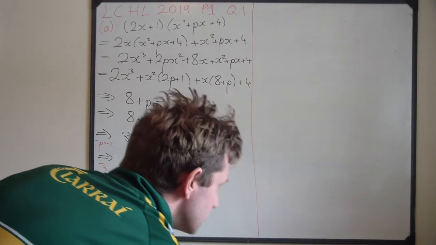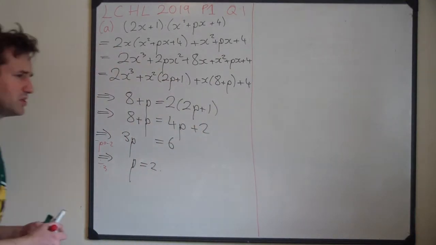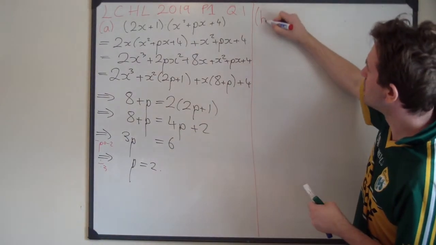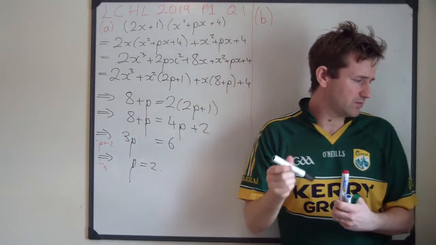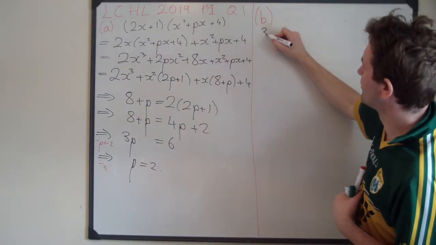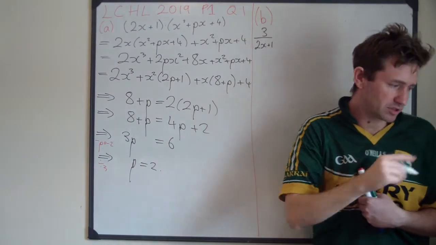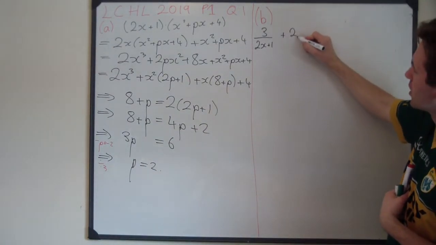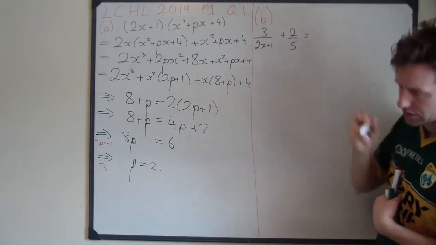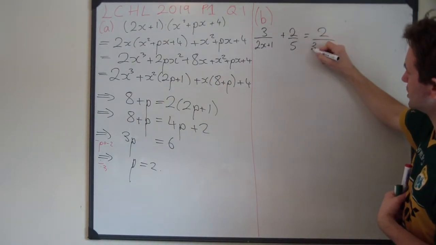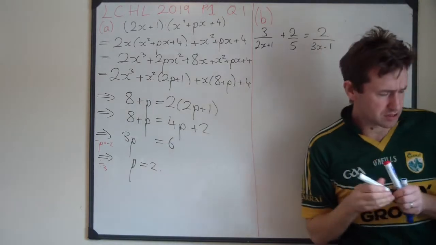Okay, let's look at question B. So question B is giving us an equation. And we have 3 over 2x plus 1, plus 2/5, equal to 2 over 3x minus 1. Now there's other conditions given in the thing.